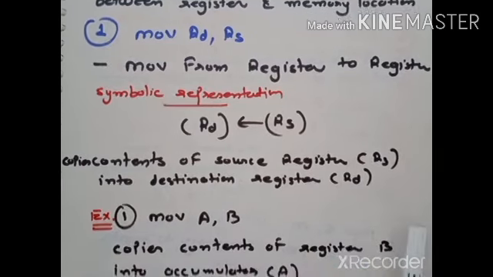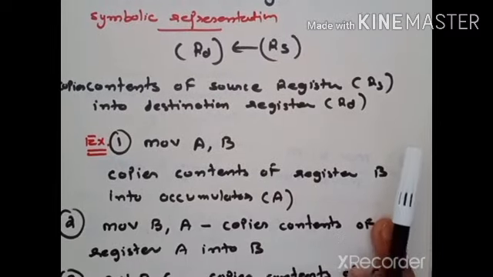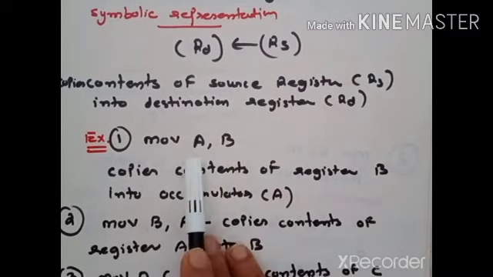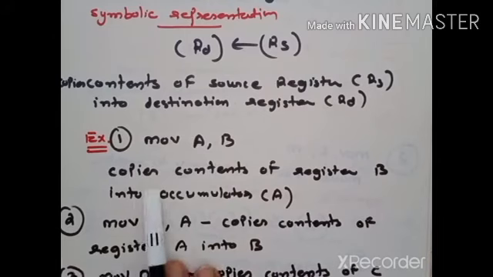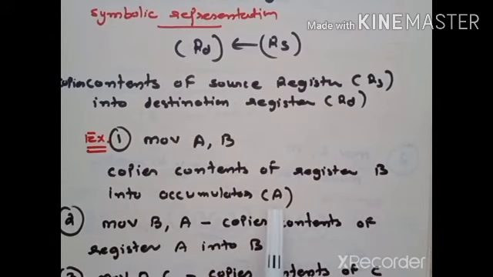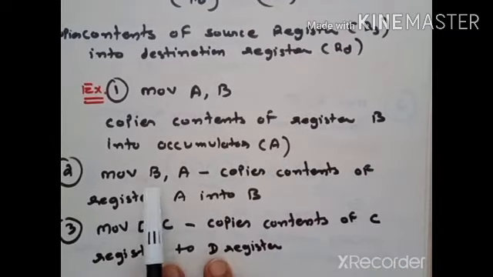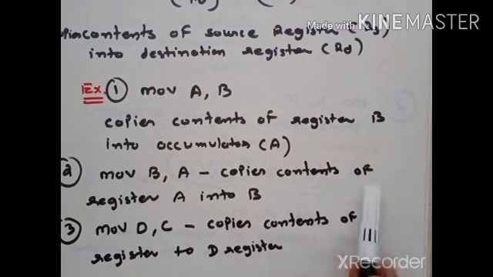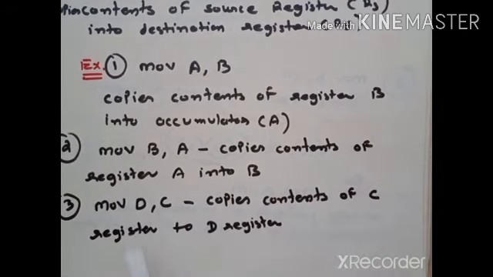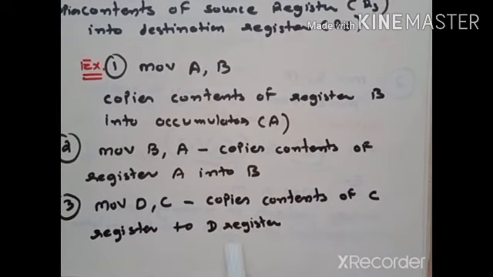Okay, then examples of this instruction. First, MOV B to A, that means copies content of register B into accumulator A. Then second, MOV A to B, that means copies content of register A into register B. Then MOV C to D, that means copies content of C register to D register.